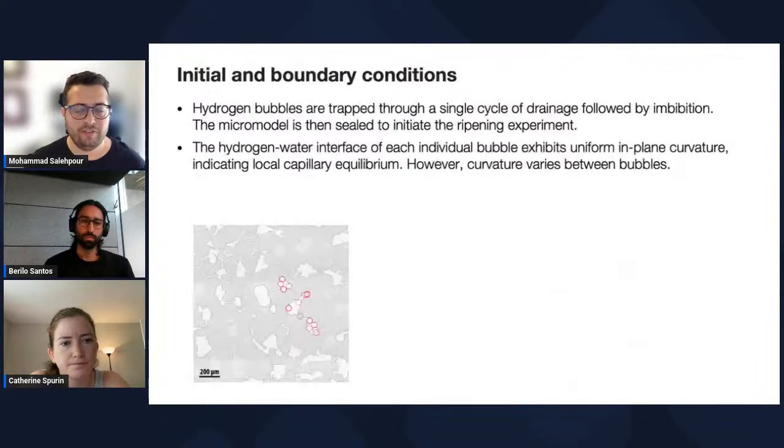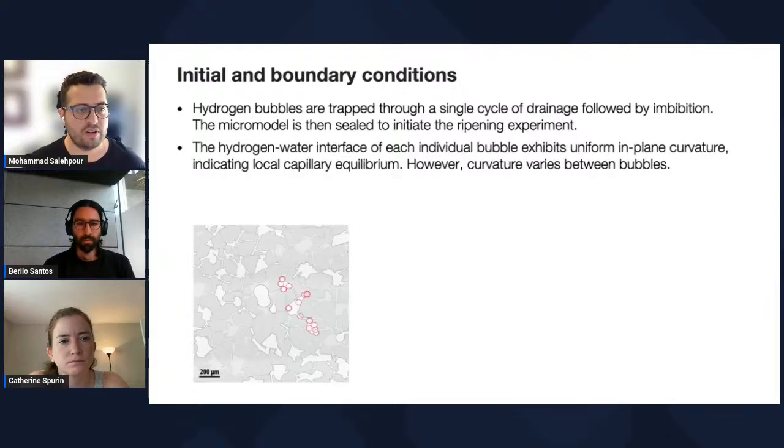So after fully saturating the microfluidic with water and performing the drainage and imbibition cycle, we saw that we have trapping of hydrogen inside the system. In this figure, we can see that these trapped hydrogen bubbles can have various shapes and sizes. We can have bubbles that are trapped in one pore and bubbles that expand through several pores.